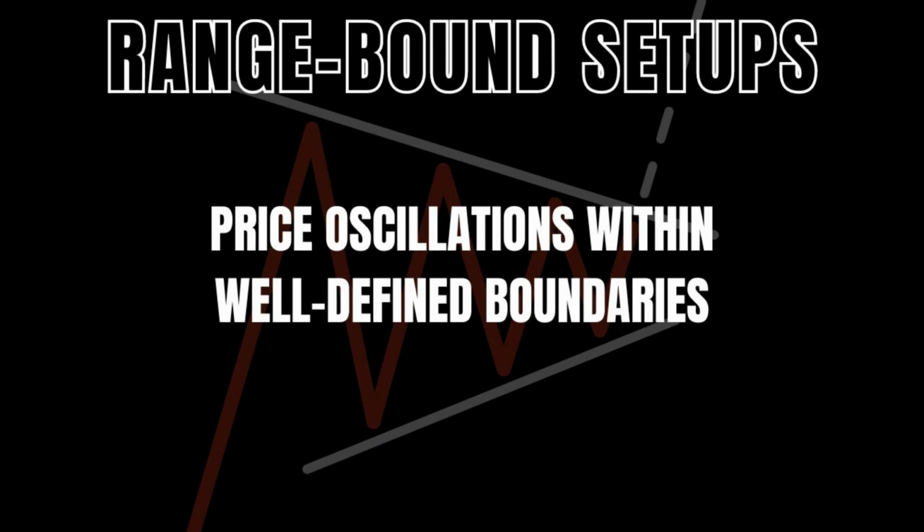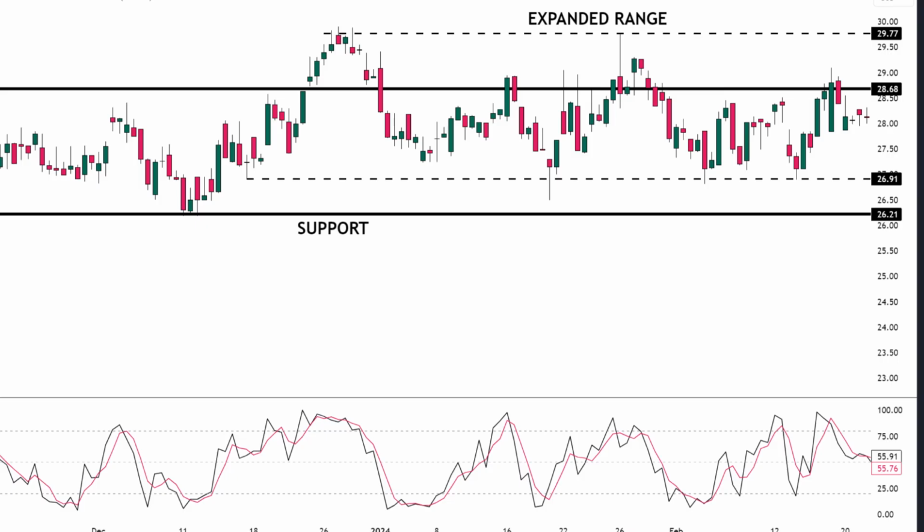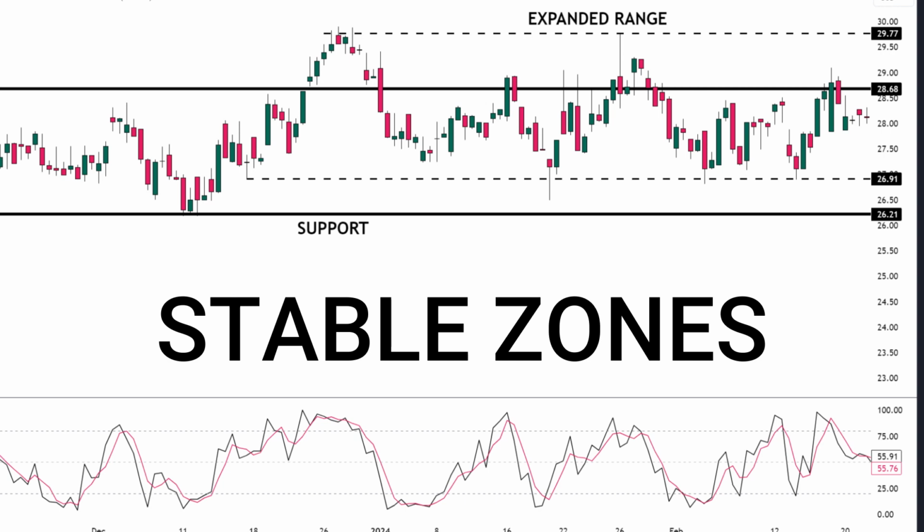And range bound. This is where prices are going up and down between two well-defined boundaries. So traders will buy at the lower boundary, support, and sell at the upper boundary, resistance. But the key to that is making sure you can identify a stable range. Just be aware of those breakouts that could lead to losses if you do not manage your stop loss.